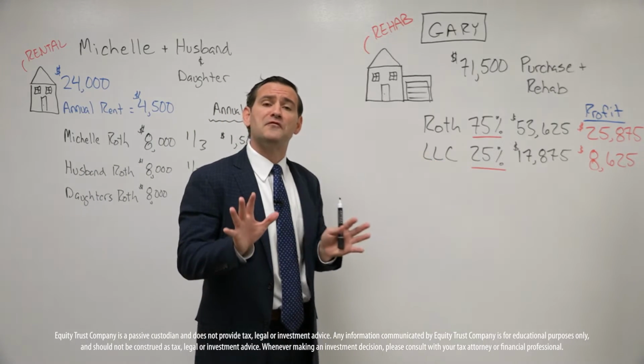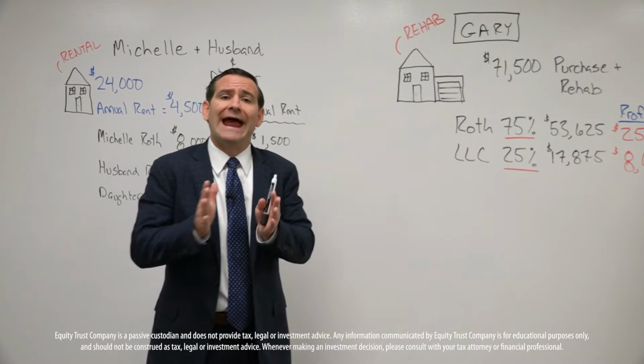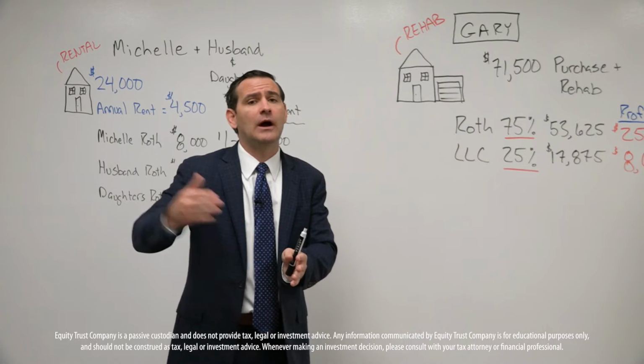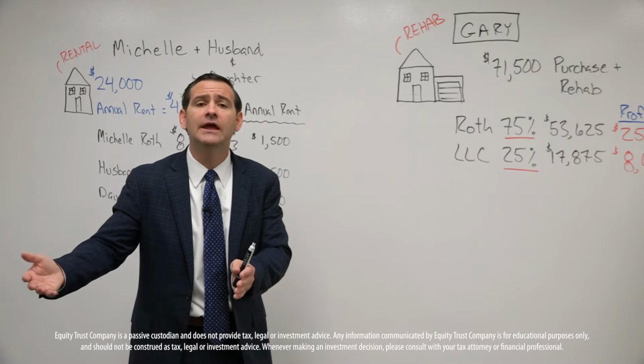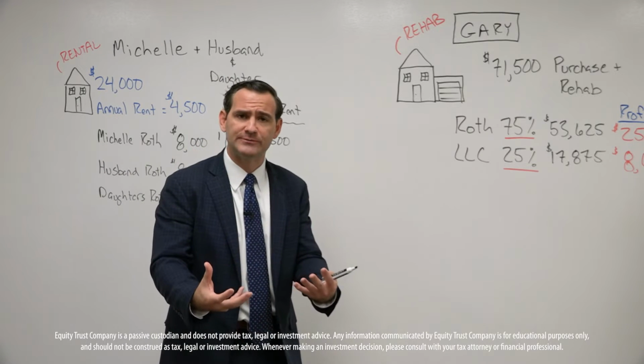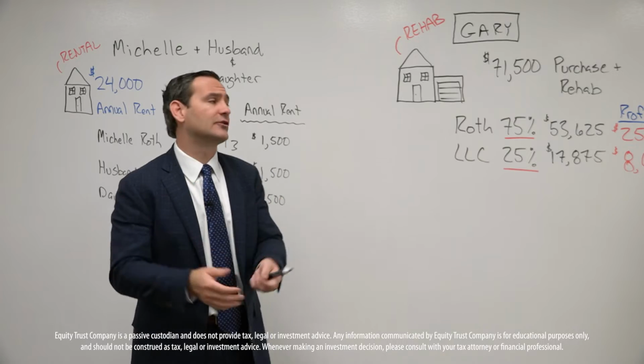But before he got to that point where he had enough capital in the IRA to go out and buy assets 100% outright, he had to utilize some of these partnership strategies, some of these smaller dollar strategies.